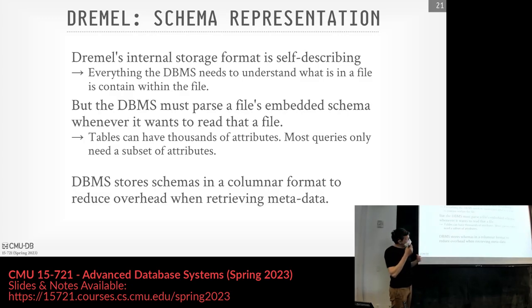So if you store the catalog within the file format itself as a column store, so you have a column store catalog representing column store data, you can do all the same tricks and techniques that we do to make OLAP queries run fast on column data. We can do that for our catalog as well to find the things that we're looking for. And that makes it so when I open a file for the first time, I can quickly figure out where the data is that I'm actually going to need without having to parse the entire schema.